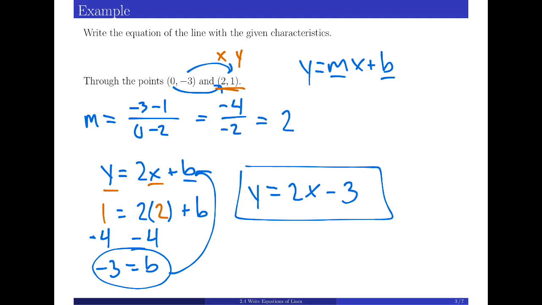Now I went through a little bit longer than we maybe had to, because maybe you noticed from the start that this point, (0, -3), is the y-intercept. So once we found the slope, we actually know the slope and the y-intercept, and so we could have skipped this little bit of work here. But I went ahead and did this because these are the steps that you might need to follow if you're just given 2 points and neither of them happens to be the y-intercept. So those are the steps you'll need to follow if you're not lucky enough to be given a y-intercept.